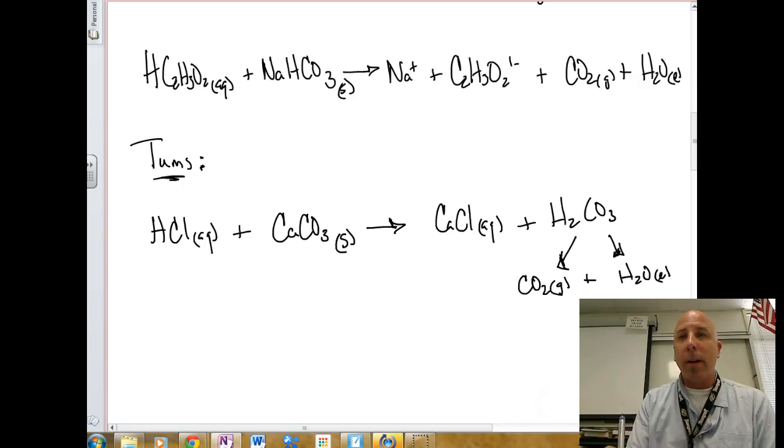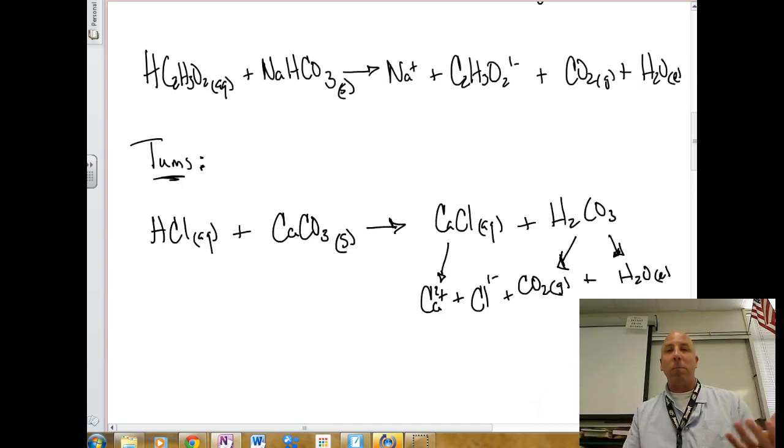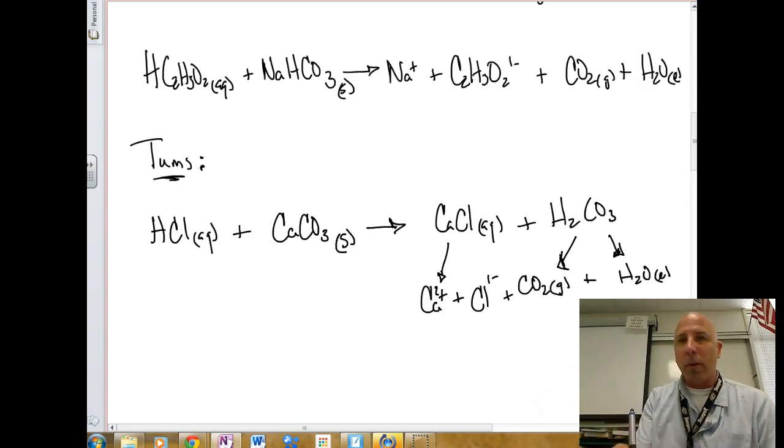Tums is actually advertised as providing calcium. And it does provide calcium. It provides calcium in the form of calcium ion. And calcium is good for you. It builds strong bones and teeth and things like that.